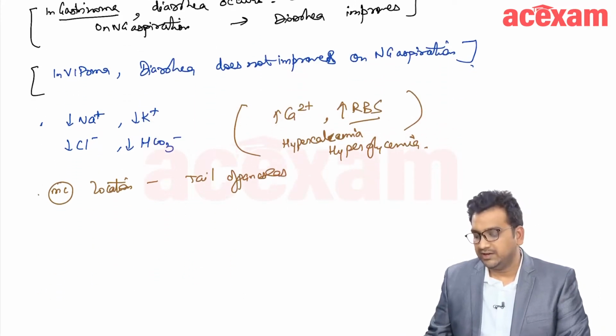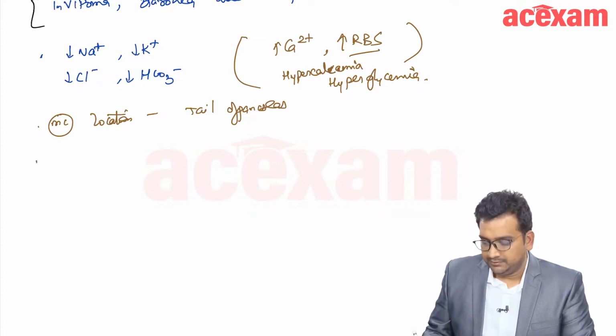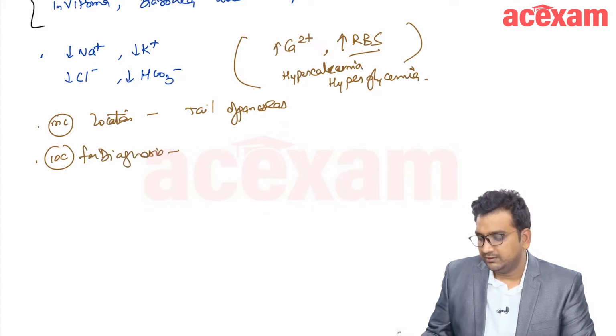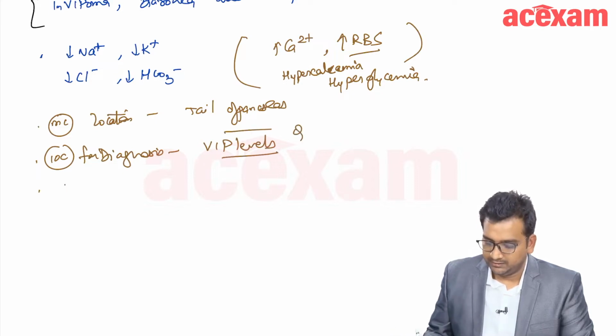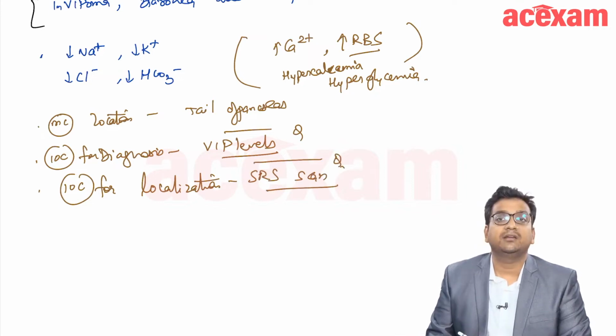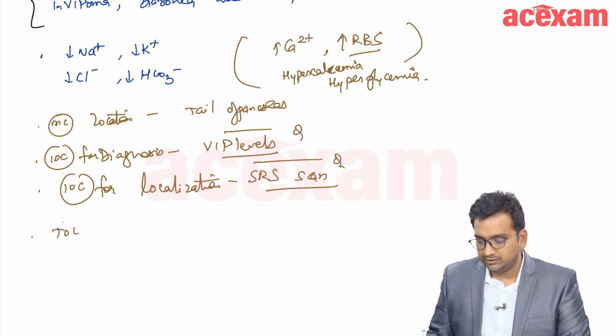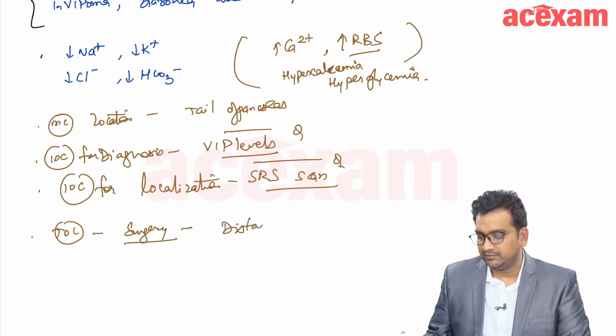Again, in the same way that we have done for the glucagonoma, the investigation of choice for diagnosis is obviously VIP levels. And investigation of choice for localization is SRS scan or somatostatin receptor scintigraphy scan. Whether this is malignant or benign? Yes, this is malignant. So the treatment of choice is surgery. And which surgery? It is distal pancreatectomy.